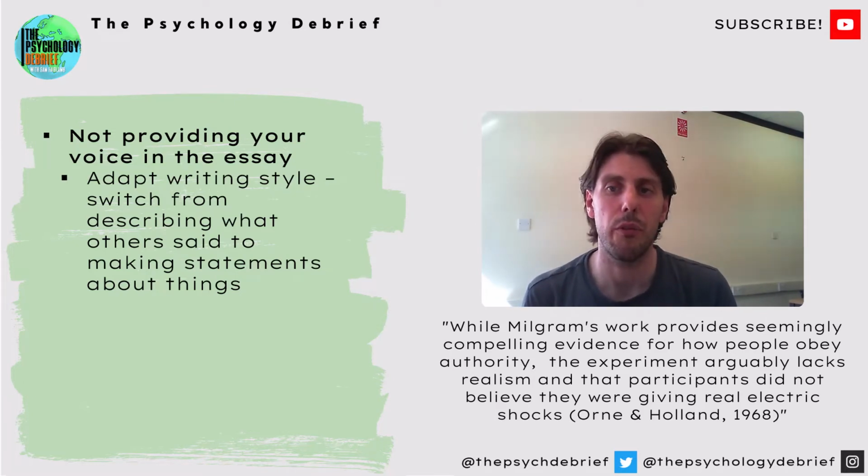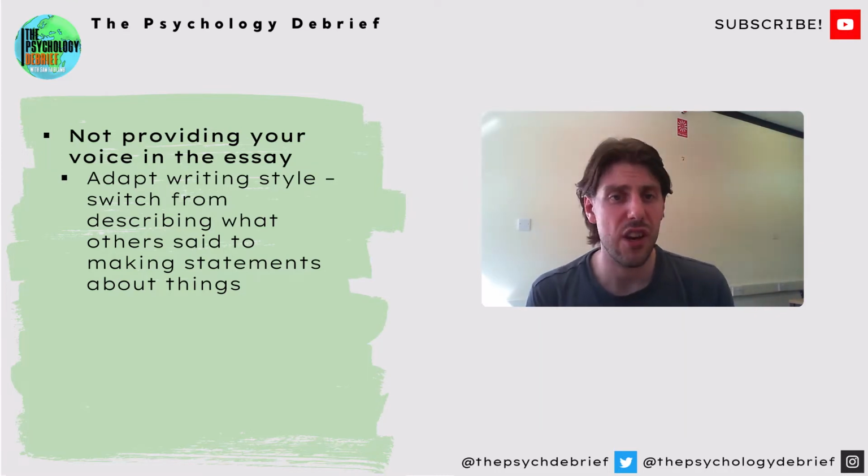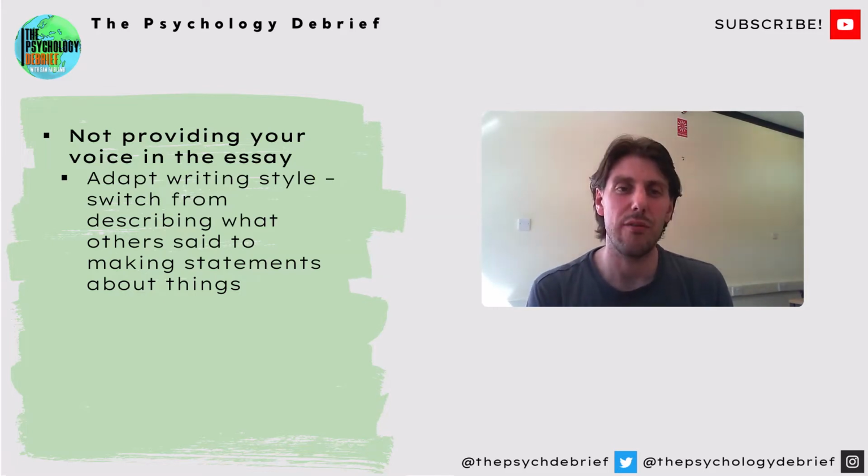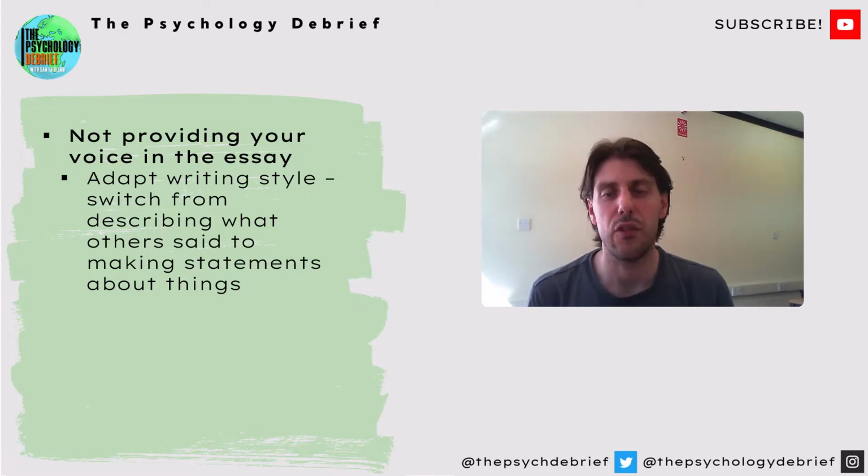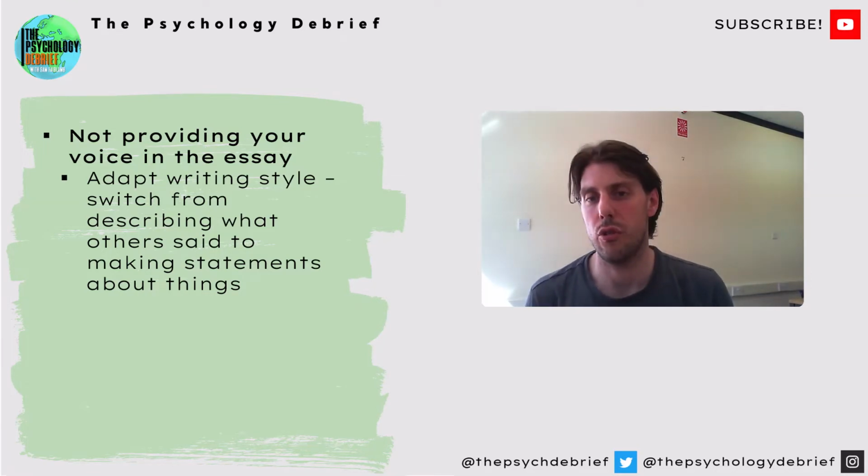And then we could appropriately credit Orne and Holland for that point. So generally, a good rule is that all citations are in brackets and that you don't lead into sentences with the citation or the author's name. If you start sentences with authors' names and citations, it's more likely your essay will come across as a bunch of ideas from others, not your own thoughts.